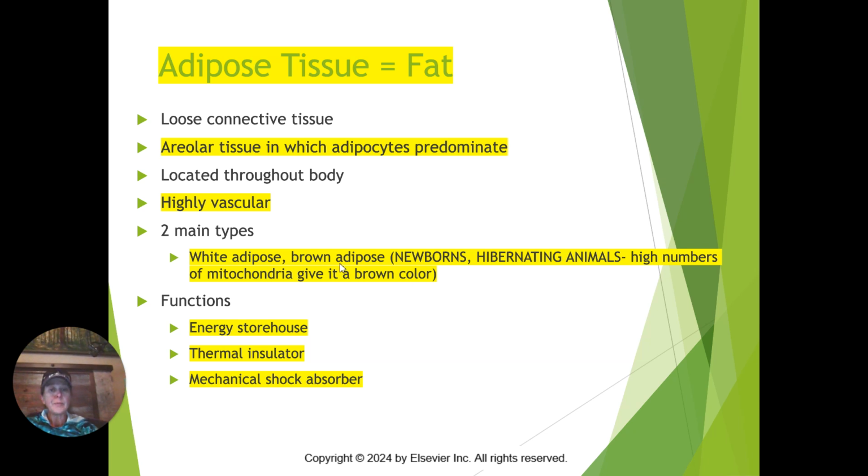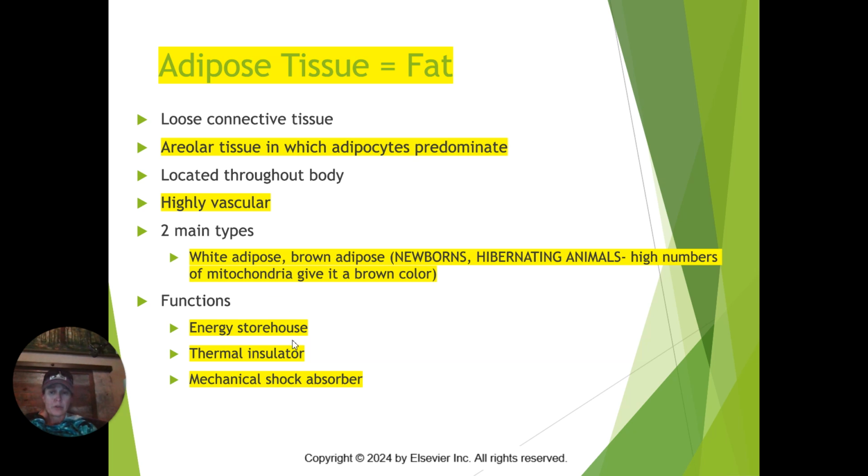And brown fat, its job is actually to help thermoregulate and produce warmth for these guys. And so you can see where it would be important in both newborns and in hibernating animals. Brown fat gets its name from its color, and the brown color in brown fat is largely the result of high numbers of mitochondria in that tissue, and that makes it look brown.